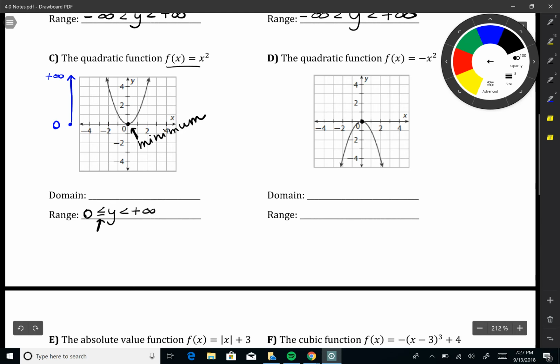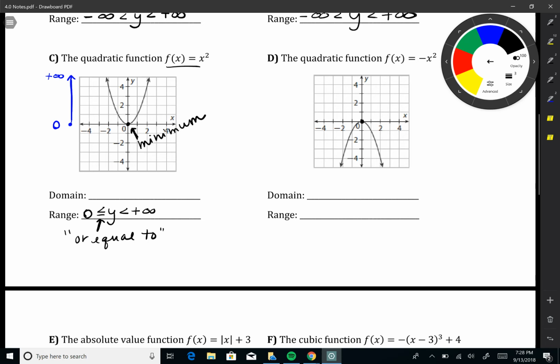I have the or equal to because that point is on the graph. Okay, my graph touches the point 0. The reason I never put the or equal to sign next to the infinities is because infinity is not a number, it's an idea, so you can't be equal to it.